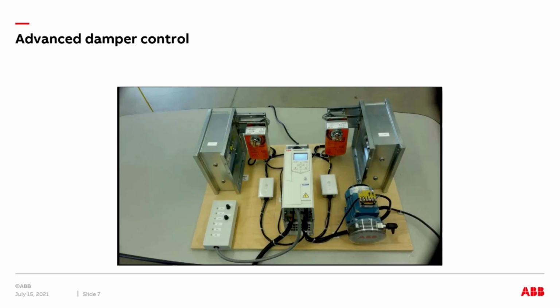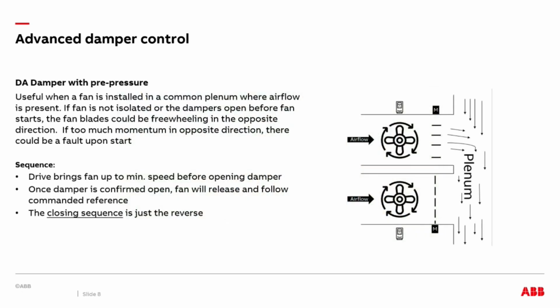Now that we've gone over the fundamentals of how to program advanced damper control with discharge air damper with no pre-pressure, let's apply this to discharge air damper with pre-pressure. Discharge air damper with pre-pressure. So let's talk about the application. Discharge air damper with pre-pressure is useful when we have a fan that's installed in a common plenum, and in that common plenum, we have airflow present.